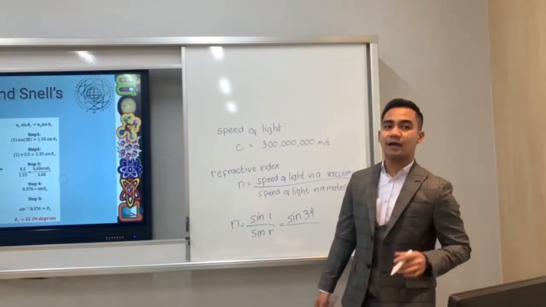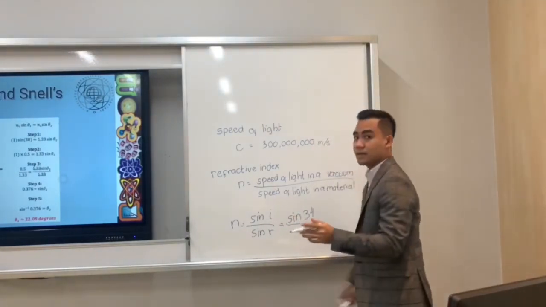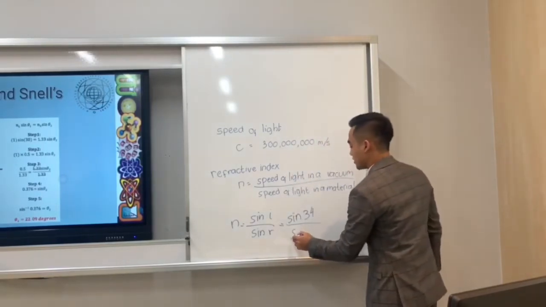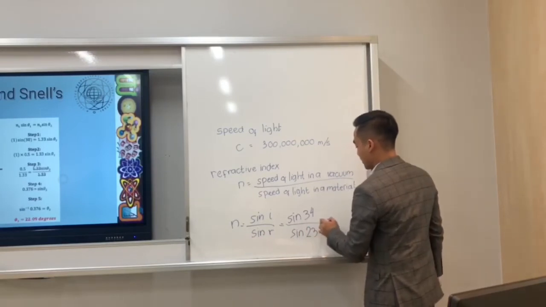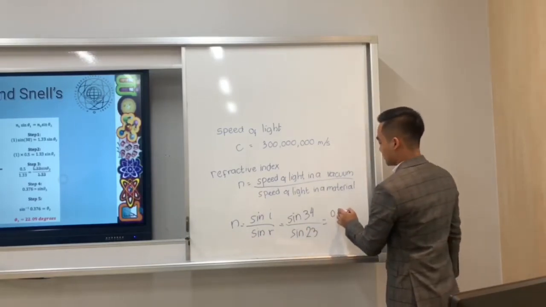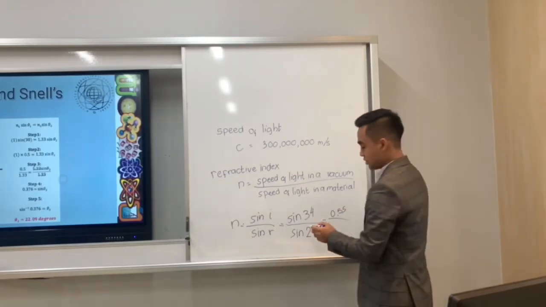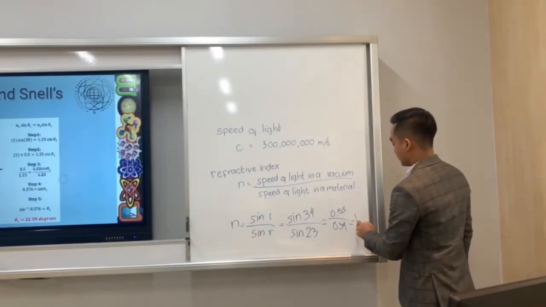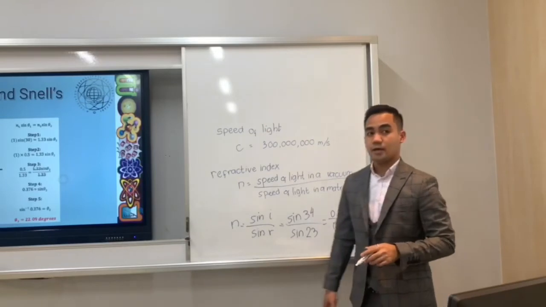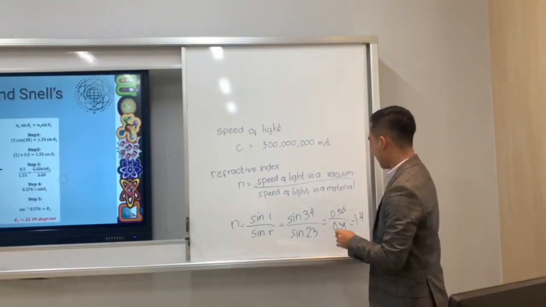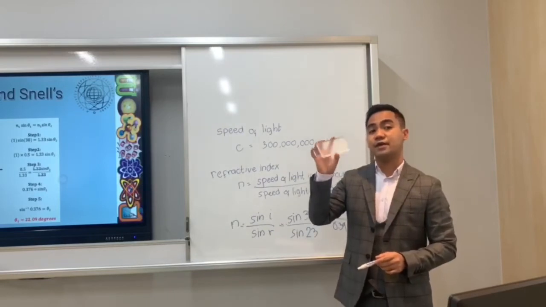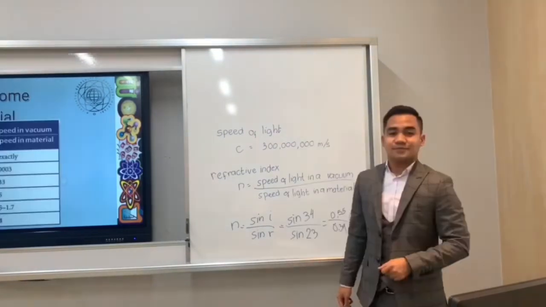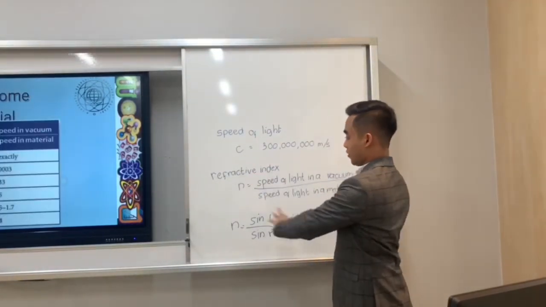And what was the angle of refraction? It was actually smaller because it goes closer to the normal, which is sine 23. Therefore, sine 34 is 0.55 divided by 0.39, which will give you 1.4. So the refractive index of this perspex is 1.4. Again, no units needed.